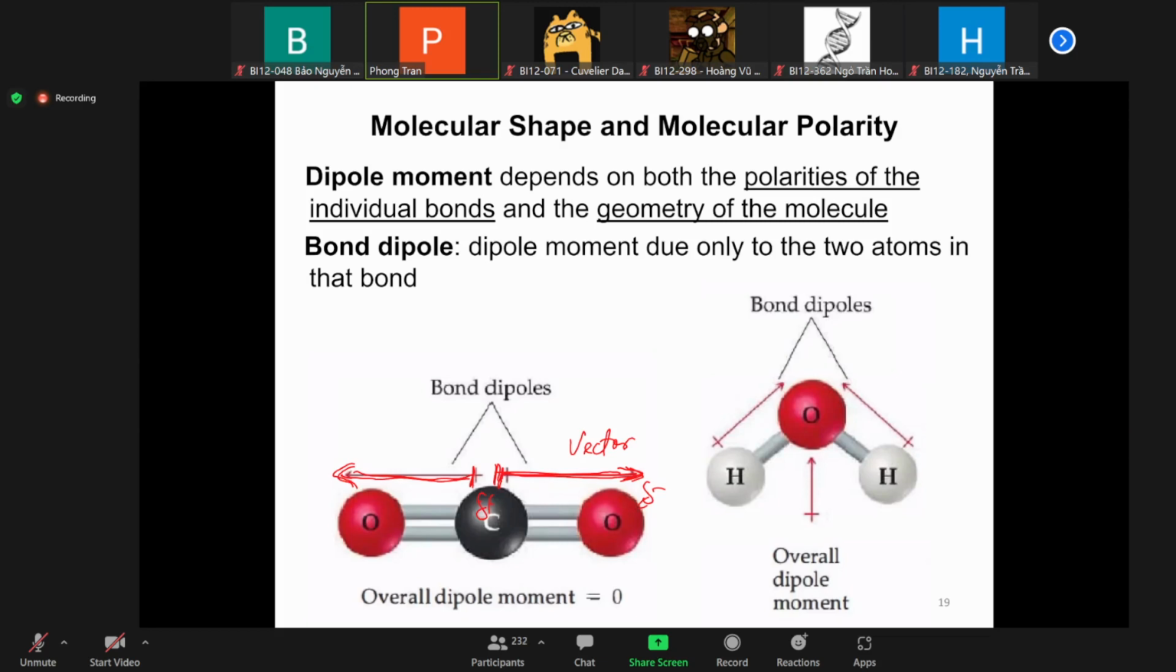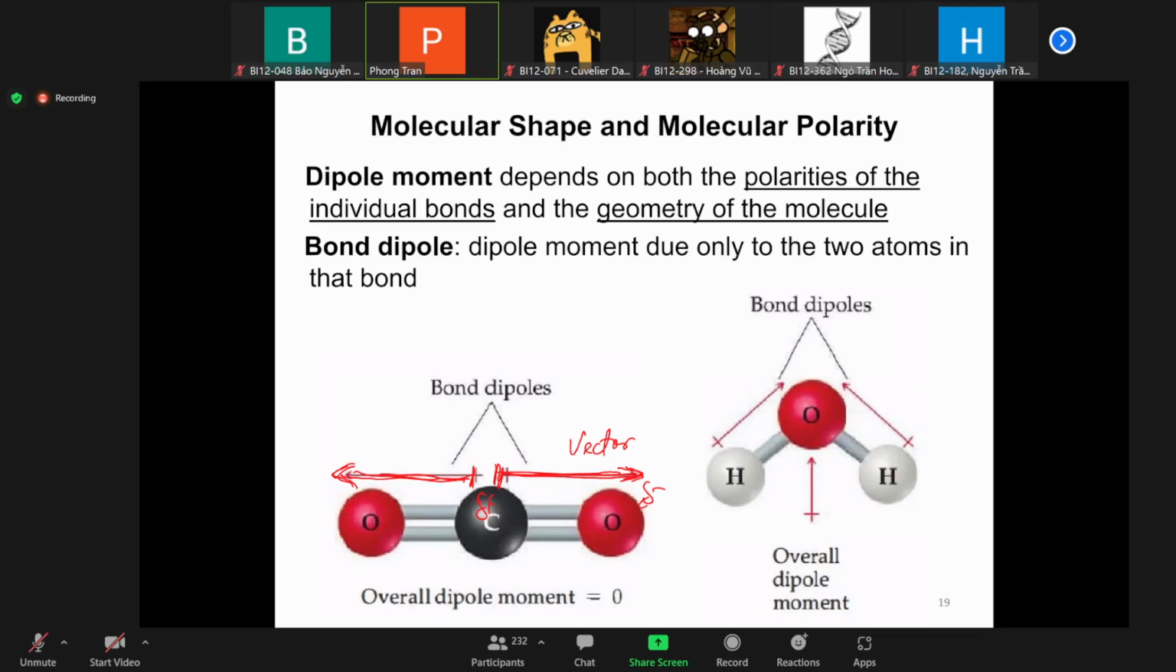Because this molecule is linear, the two vectors are exactly identical, but they are in the opposite direction. So the combination of these two vectors will be 0. That's why the molecule of CO2 is quite special. Its chemical bonds are polar, but the whole molecule is non-polar.